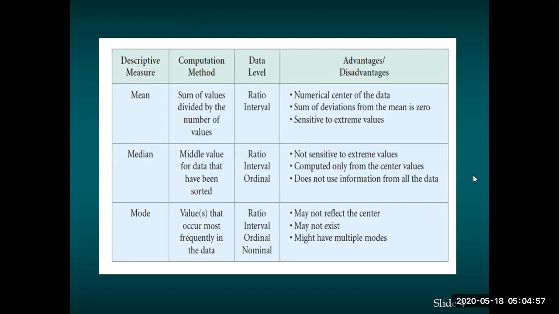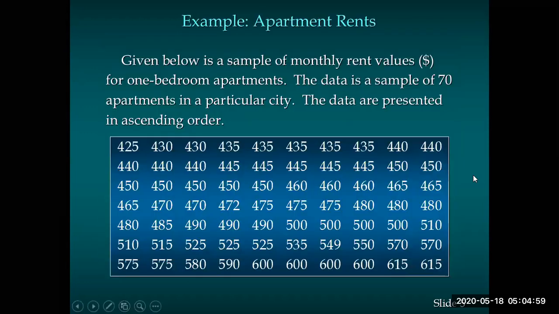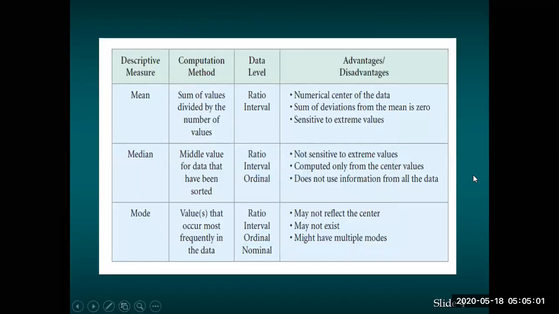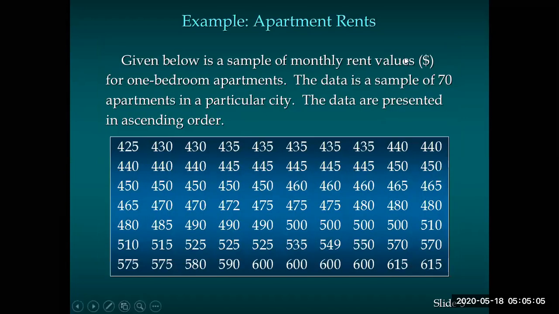Okay, so the next thing that we're going to study is how to compute it from a data set. So let's take a look at this data set. This is about monthly rental values for one bedroom apartments. This is from some city or some country. Imagine this is hypothetical data. So the sample is of 70 apartments, and the data is quantitative.